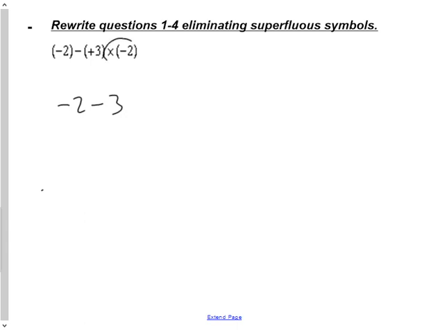And timesing it by -2, I can do a bracket -2. So that says -2 take away 3 times -2, which is exactly what it said in the first, but I've eliminated all of the superfluous symbols. So that's the answer you should have come up with. -2 take away the product of 3 times -2.